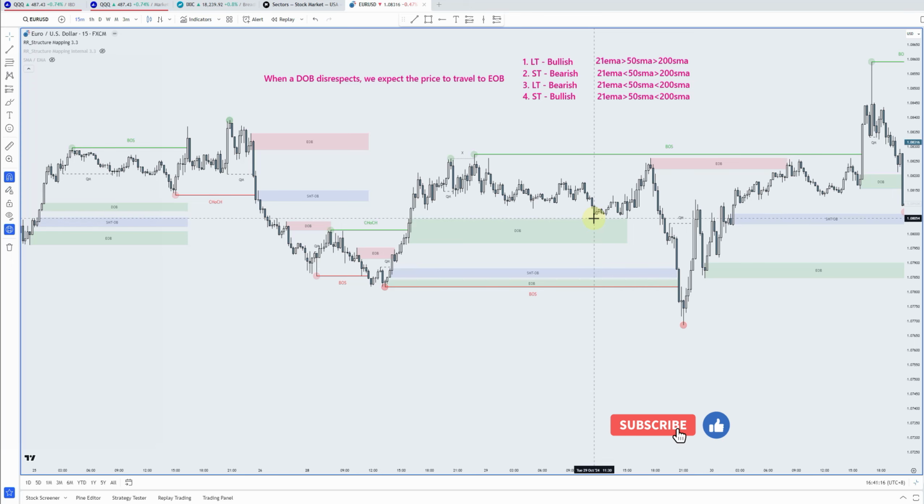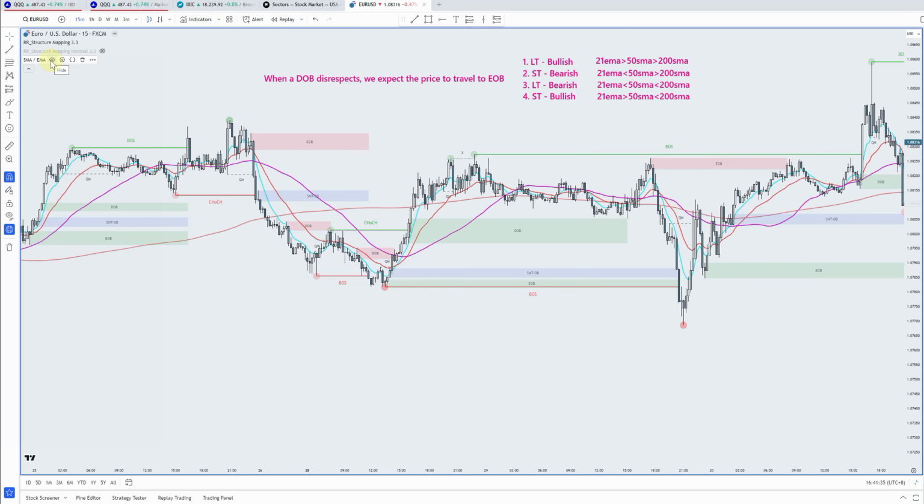And in this case, it is very clear whether this is respect or disrespect. Of course, this is respecting, right? But still, what you need to check in this area, when the price is here, is to turn on the moving averages and check what you have.